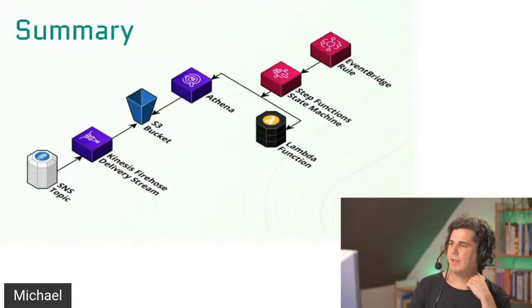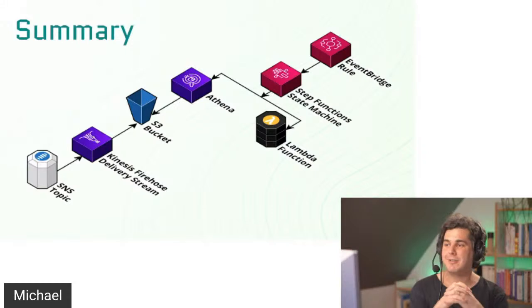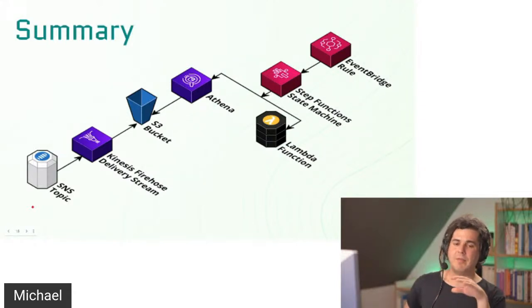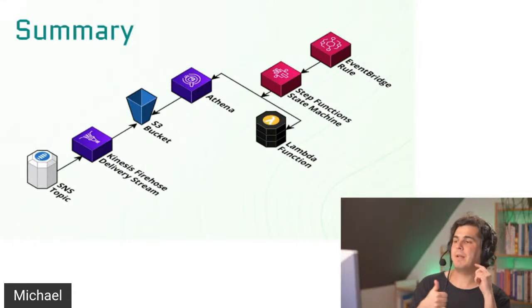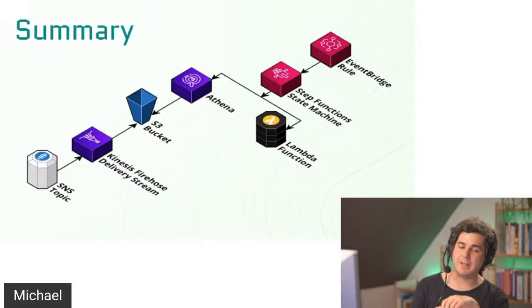All right. So time for the summary. We look at the architecture once again from bottom to top. So we start with an SNS topic, as I said. You can replace the SNS topic with other AWS services. For example, you can replace it with a Kinesis data stream. Kinesis data streams can natively ingest into a delivery stream. You could replace it with AWS IoT, which also can natively ingest into a delivery stream.